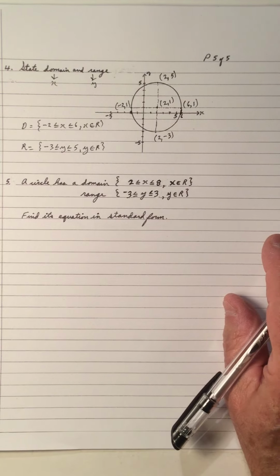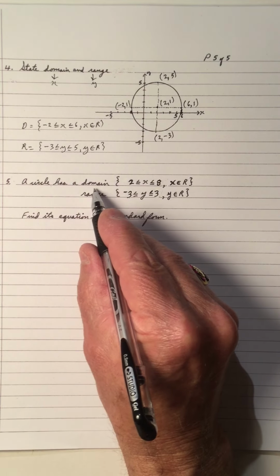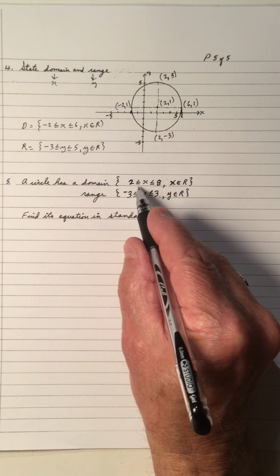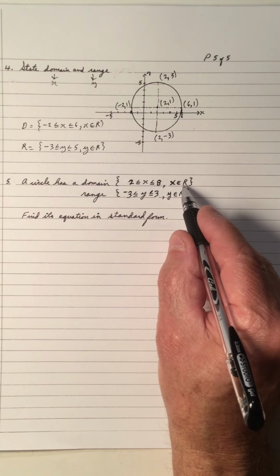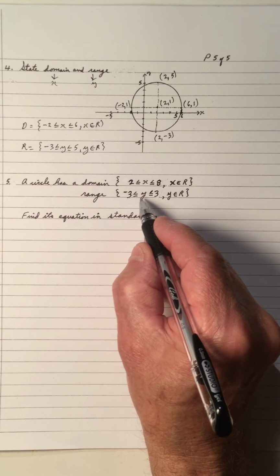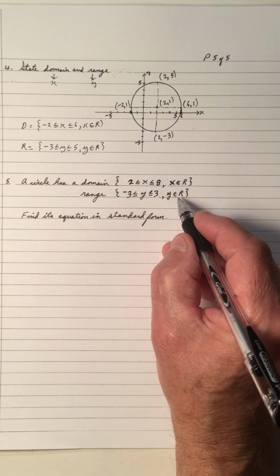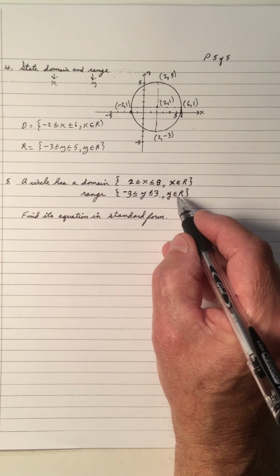Number 5, a circle has a domain of 2 less than or equal to x less than or equal to 8, where x belongs to the reals, and it has a range of negative 3 less than or equal to y less than or equal to 3, y belongs to reals. Find its equation in standard form.